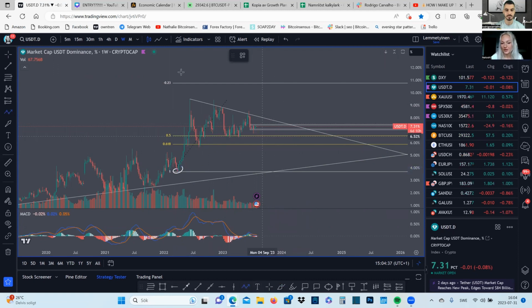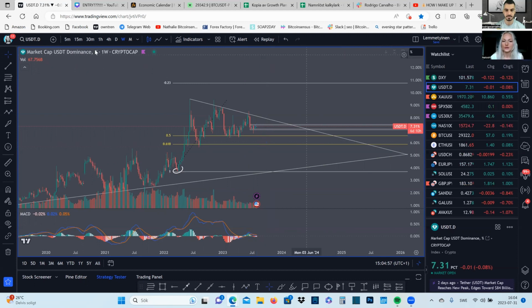Obviously, we can see that we are inside a triangle formation. The market is just going sideways here. And we are waiting for the market to either break above the resistance trend line, or to see the market drop down once again to test the 50 or drop down to the 61.8%.